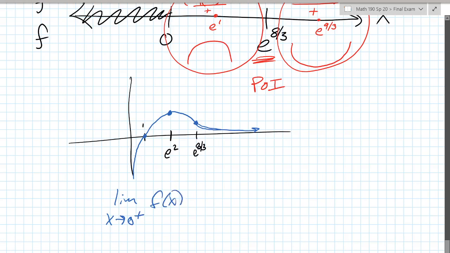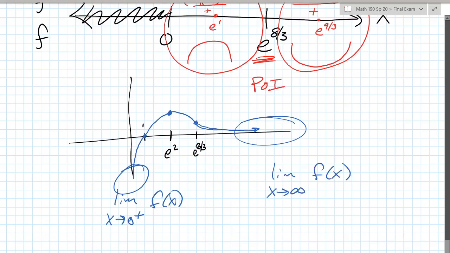To find some more features of this, we can look at the limit as x approaches 0 from the right. That would show us the behavior over here. And to show us the behavior over here, we could look at the limit as x approaches infinity. This second limit you can use L'Hopital's rule to find, and the first limit you could notice that the top is getting very large and the bottom is getting very small, and so a negative very large number divided by a positive very small number is still a very large number, to see that you've got that vertical asymptote.